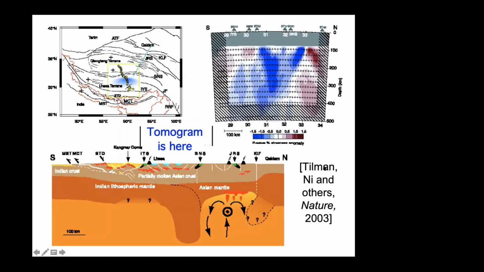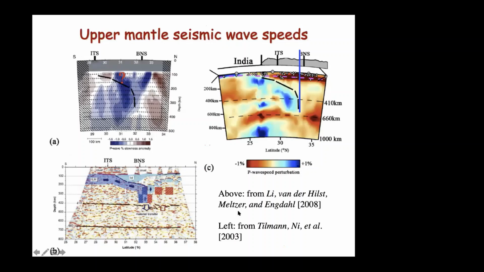So a couple of years later, a bigger study, a global study, Lee, Van der Hilst, Meltzer, and Engdahl, they used all the data from this paper, plus lots of other data, because many other networks had come in, and they got an image shown here. And at first glance, you say, well, they look alike. You see this cold region dipping to the north, you see it again dipping to the north. But let's take a closer look at this.